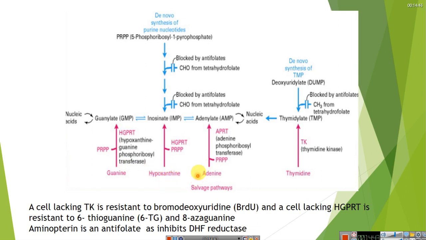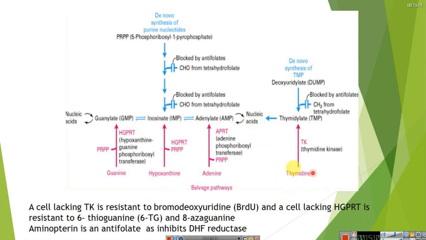If we take hypoxanthine as a starting material, both guanylate and adenylate can be synthesized because inosinate is the intermediate. Okay, inosinate can be converted to guanylate or adenylate, right? So if you have hypoxanthine in the medium, you can get guanylate and adenylate. Okay, but you cannot get thymidylate out of hypoxanthine.